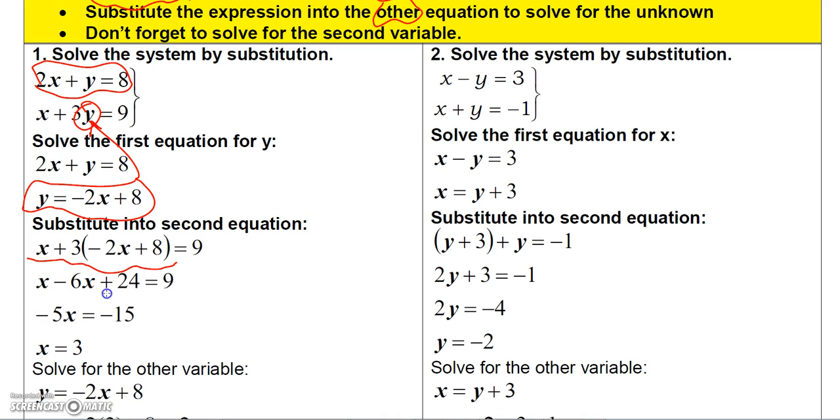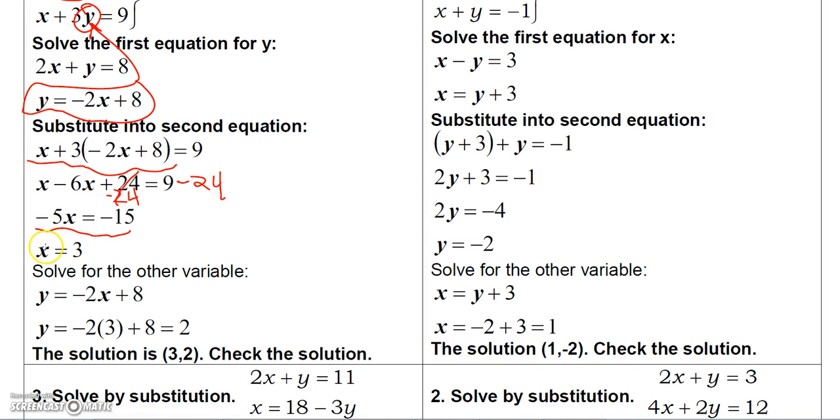And then if you subtract 24 from both sides here, you'll get negative 15 on the right, and the 24s will cancel. And then x minus 6x is going to be minus 5x. So you get minus 5x equals negative 15. And then divide both sides by negative 5 to solve for x, and you get x equals positive 3.